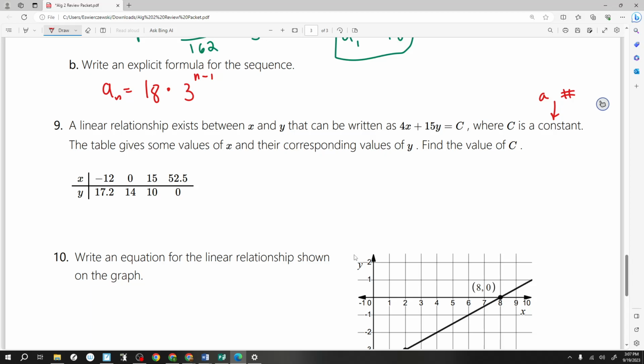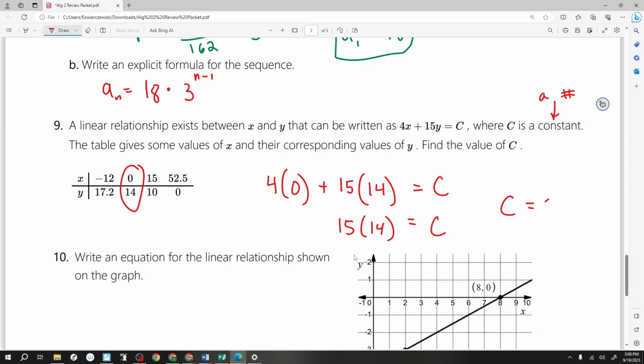Like, from this table, which looks easiest to plug in? I like plugging in 0. I would plug in that, 0 and 14. So check this out. 4, what's x? Plus 15, what am I going to plug in for y? 14 equals c. C is just some number. What's 4 times 0? What's 15 times 14? I don't know either. I think it's 210 or something like that. 210. So C equals 210.